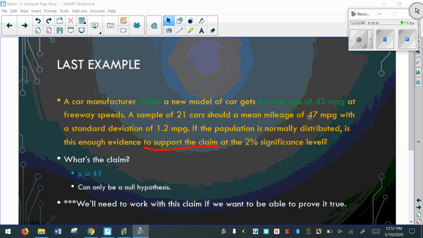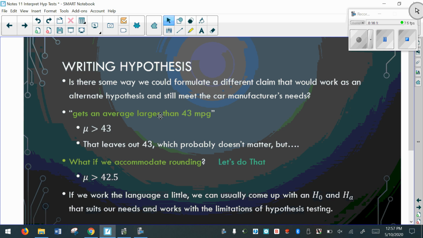You had 21 cars, 47 miles per gallon. You had a standard deviation at 2% significance level. But our job is to support the claim. So we want to be able to prove it to be true. So if we're going to support or prove it to be true, then we need to be talking about an H sub A. We were not given an H sub A. So we're going to have to go ahead and adjust this a little bit.